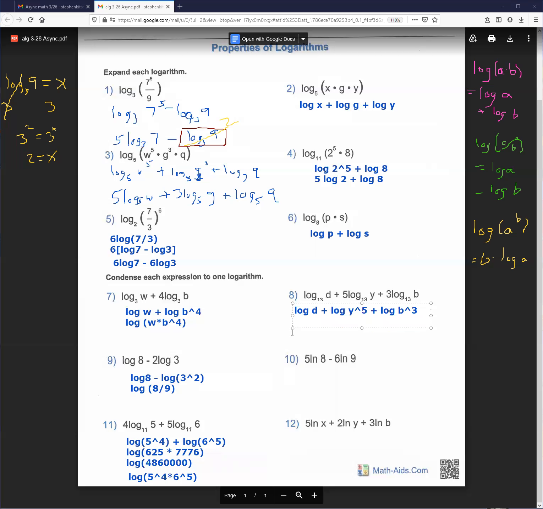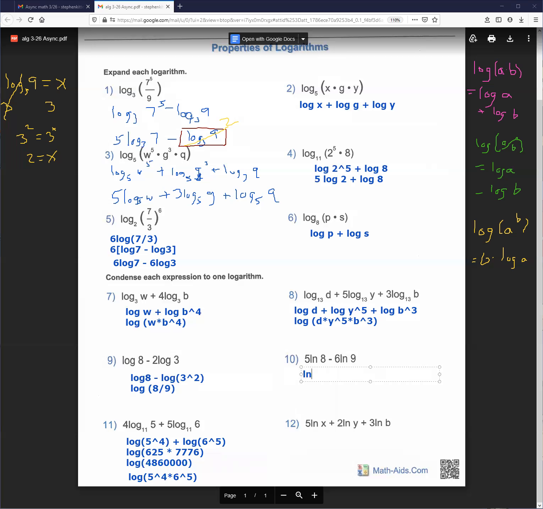And then we're going to say, well, this is a sum, so it's like multiplying on the inside. So we have d times y to the fifth times b to the third. Okay, for 10 and 12, it says ln. That doesn't change anything. It's just a very specific logarithm.